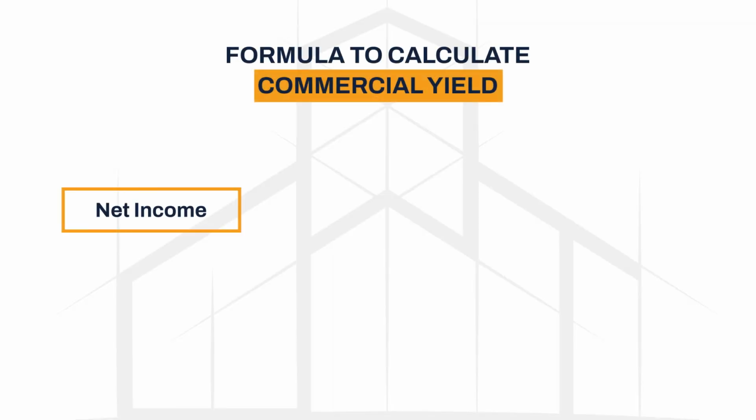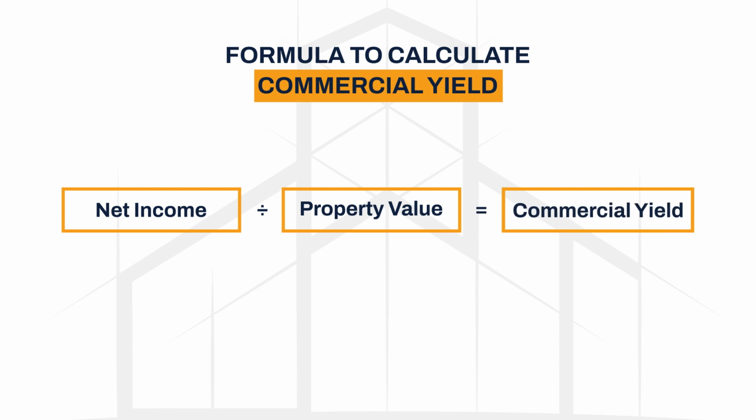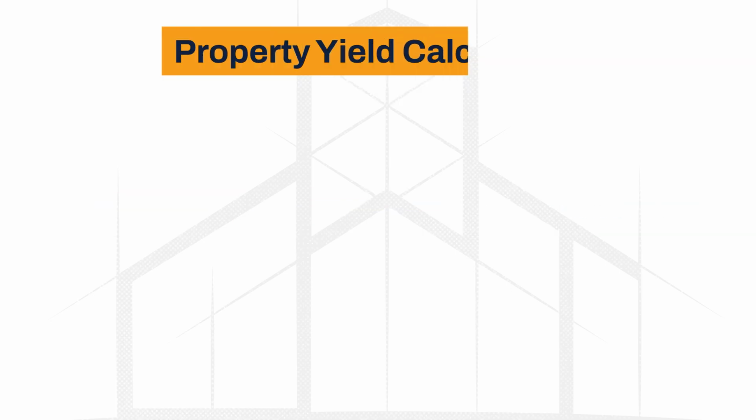It's important to know whether the yield you are looking at is gross or net, as this will dramatically change the cash flow. For example, a 6% gross yield can easily drop to 2% yield once all expenses have been taken out. Going back to our formula to calculate the commercial yield, we will take the net income, divide it by the property's value, and present it as a percentage. Let's have a look at an example.